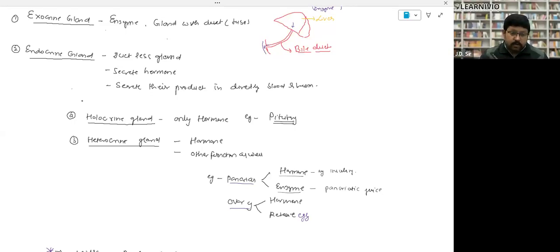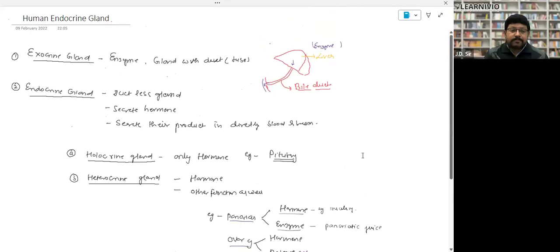The glands which have other functions besides secretion of hormones are called heterocrine glands, right? The ovary secretes hormones, and it also has another function, it releases the egg as well. So it has two types of function. That's why it is also called a heterocrine gland. So these are the types of gland. Is that clear, Martin?